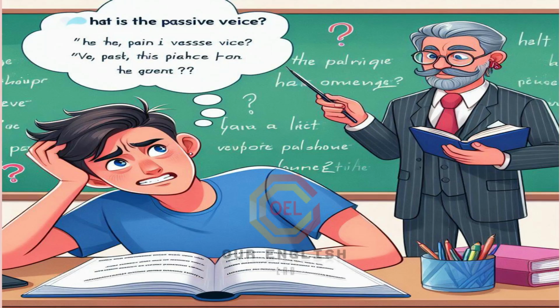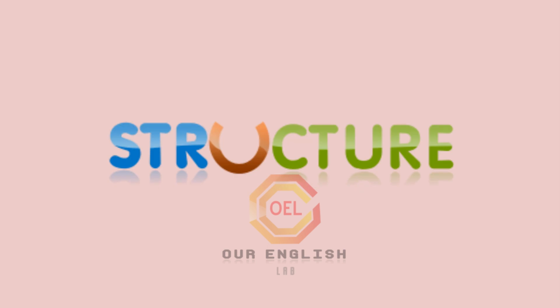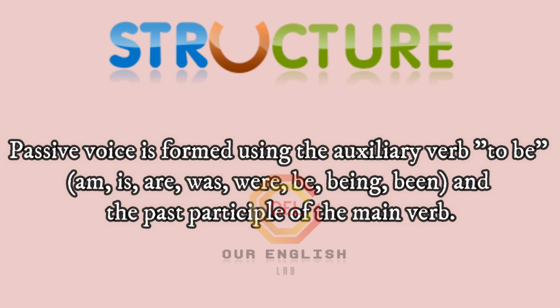What is the passive voice? The passive voice is a grammatical structure where the subject of the sentence is the receiver of the action, not the one performing it. Structure: passive voice is formed using the auxiliary verb to be (am, is, are, was, were, be, being, been) and the past participle of the main verb.